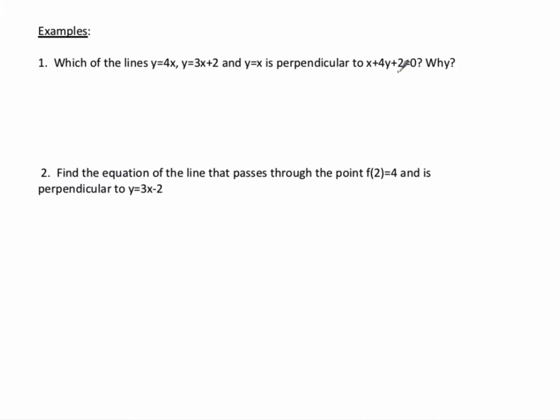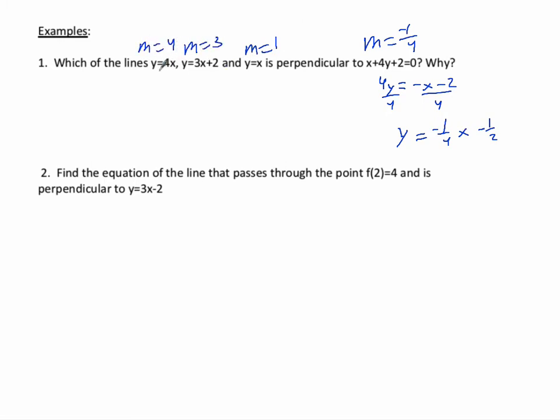Okay, which of these lines is perpendicular to this line? So we need to figure out the slope. So let's write this in slope-intercept form. I'm going to divide by 4. Y equals -1/4 x minus half. So the slope is -1/4 for this one. Slope for this one is 1. Slope for this one is 3. And the slope for this one is 4. So this is the one that is perpendicular.